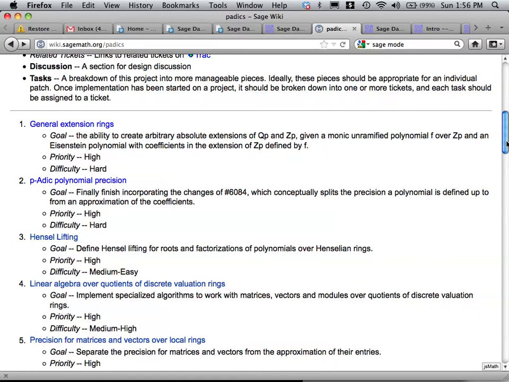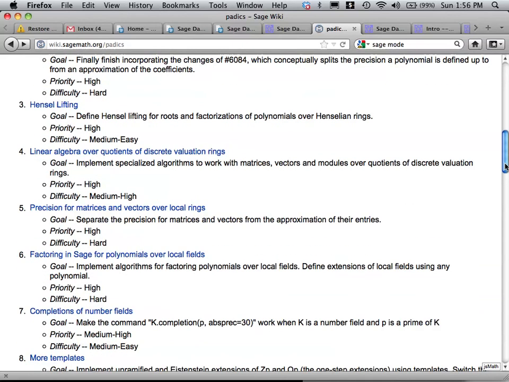Currently, there's not really good Hensel lifting in Sage at all. So along with this, improvements to polynomials, you really need to be able to lift roots and need to be able to lift factorizations of polynomials. More generally, down below I have some projects about factorizations more generally.